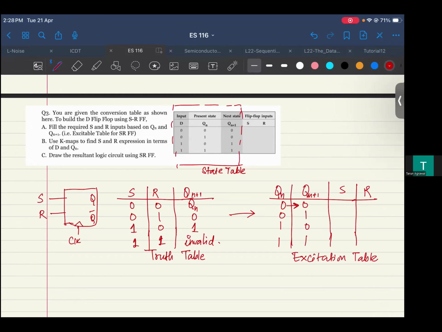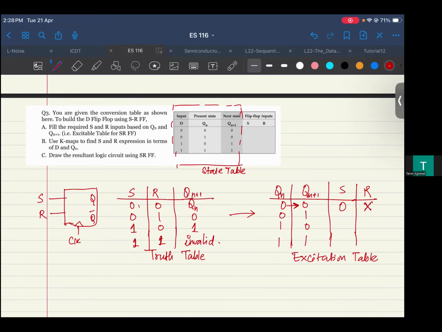So what we see is, if you are going 0 to 0, there is either the case where S and R are both 0, 0, or the case where S is 0 and R is 1. So S is definitely 0, because if S was 1, then Q would be 1. But R could be 1 or 0, because the initial and final state are the same.